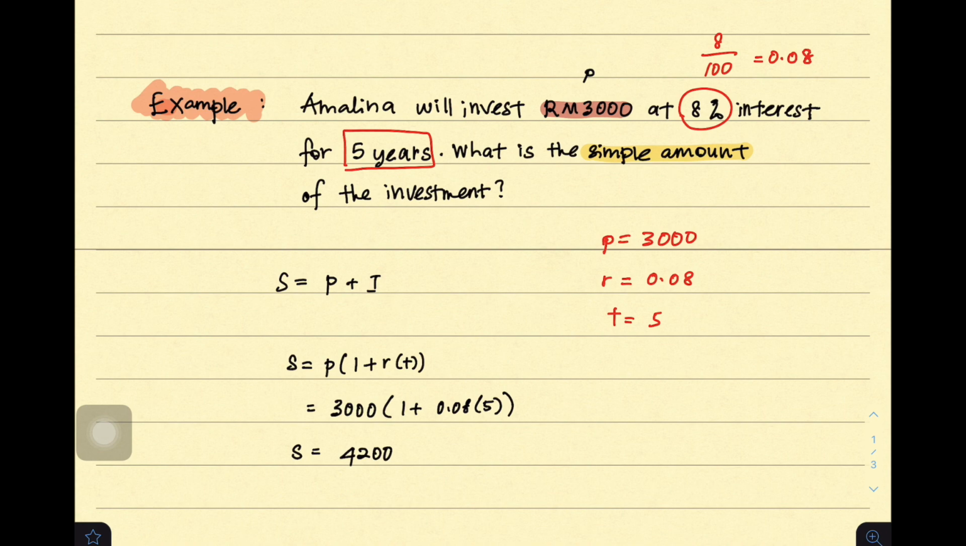Okay, so simple amount ni adalah you melabur RM3,000 ke dalam bank. So selepas 5 tahun, duit you daripada RM3,000 akan jadi RM4,200 kerana duit ini telah ditambah dengan berapa jumlah interest yang bank bagi dekat you. Sebab you bagi dia pinjam duit. Okay, so that one is the concept of interest, and you need to know and understand how simple amount is defined.